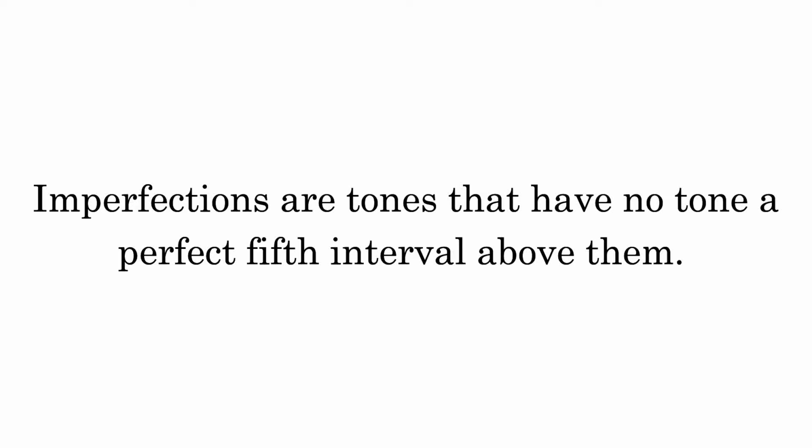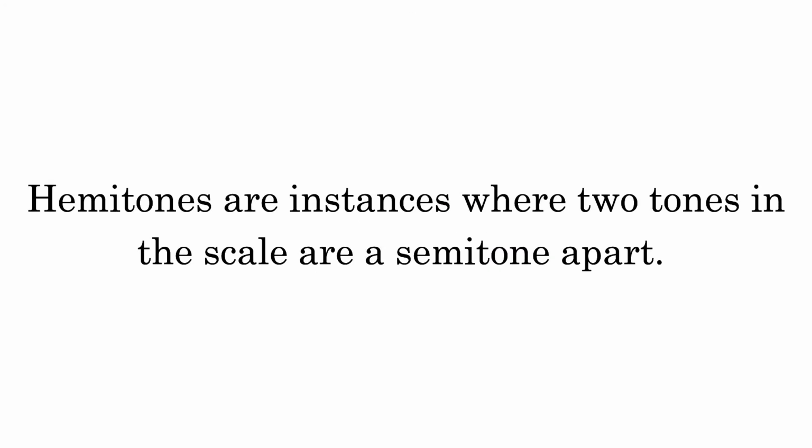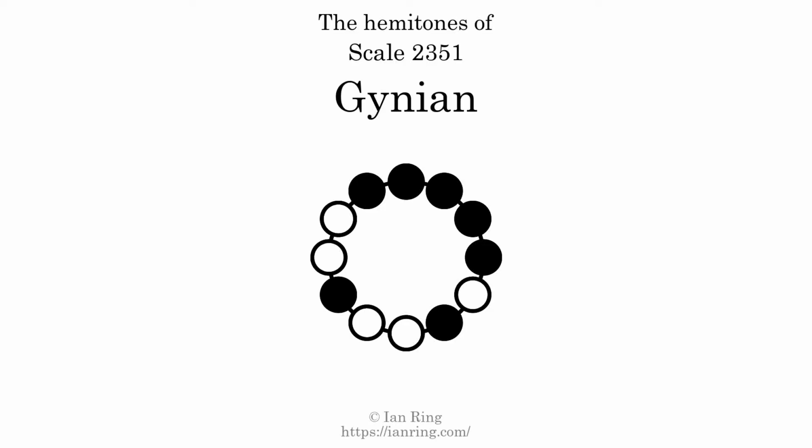Imperfections are tones that have no tone or perfect fifth interval above them. This scale has 4 imperfections. They are at positions here, here, here, and here. Hemitones are instances where 2 tones in the scale are a semitone apart. This scale has 4 hemitones. They are at positions here, here, here, and here.